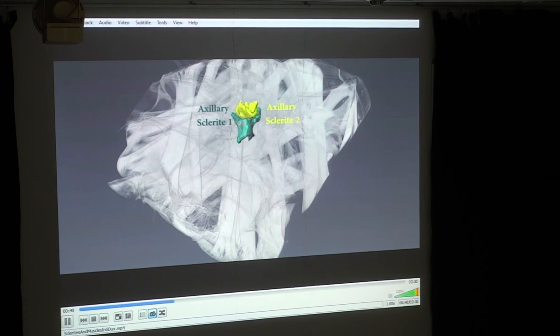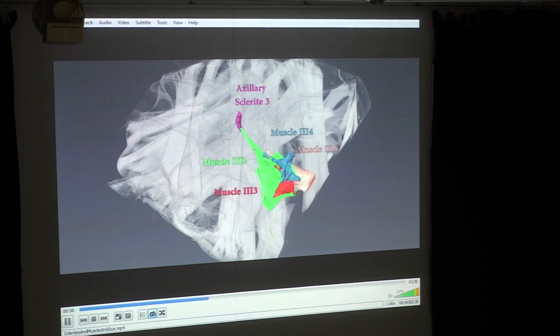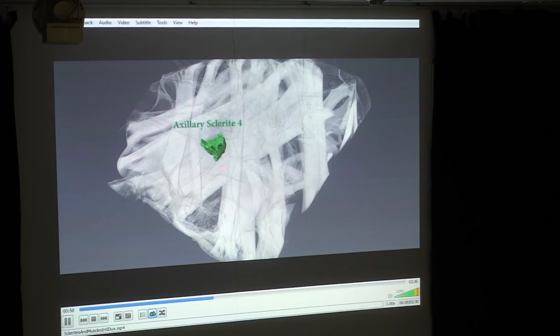Now this is another sclerite. This has no muscles, axillary sclerite 2. This one is axillary sclerite 3, and it has several muscles, so 3-1, 3-2, 3-3, 3-4. And that, in combination, looks like this, okay? Then there's a fourth sclerite, also composing the hinge, which has 5 muscles that actuate this sclerite, which together then look like this.